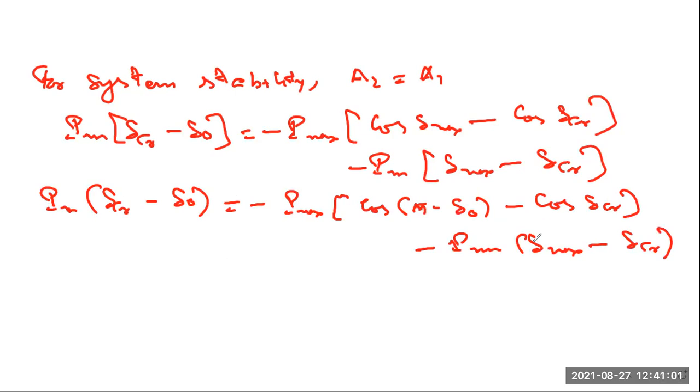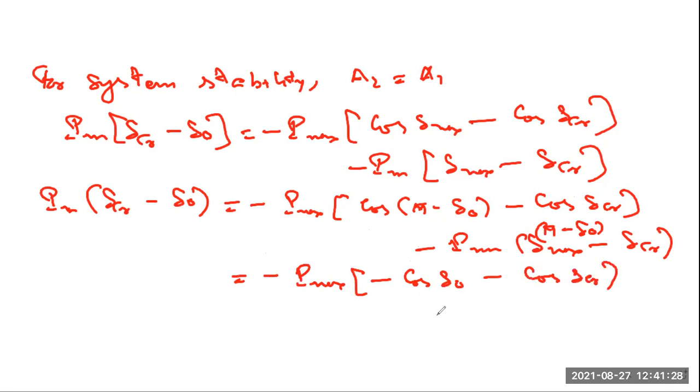So delta max equal to, here we'll substitute pi minus delta 0. From this particular thing we'll calculate. So this will be equal to minus P max, cos of pi minus delta 0. This will be minus cos delta 0 minus cos delta CR, and this will be P max into pi minus delta 0 minus delta CR.